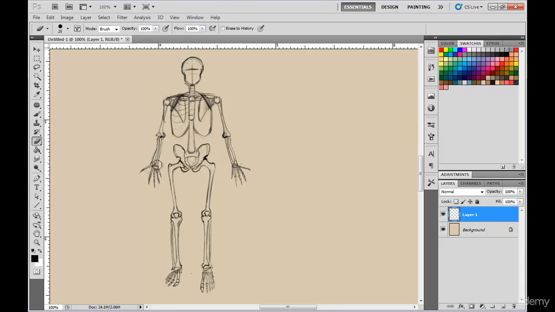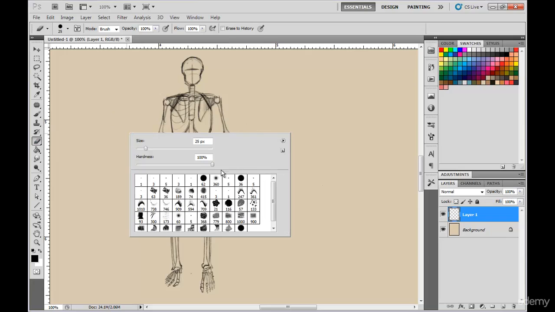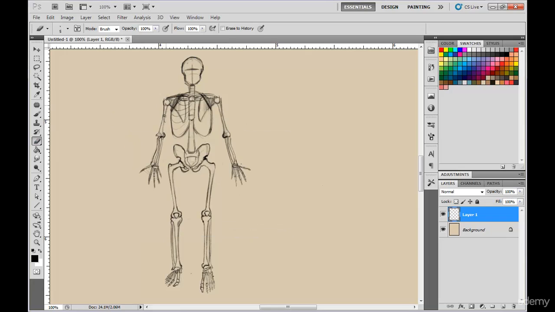I don't know what happened right there. I drew some weird lines and messed all that up. Right, so there we go.